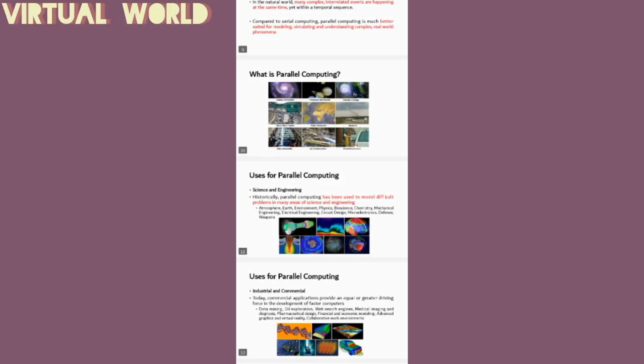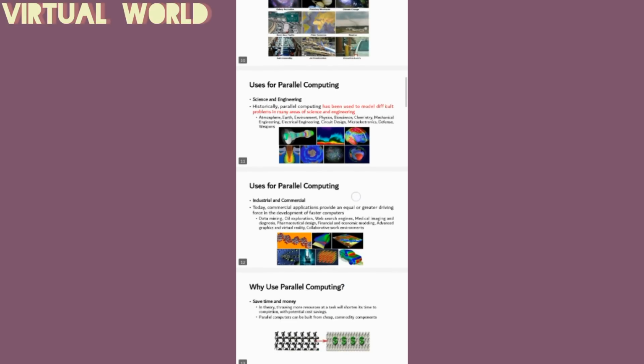The real world is massively parallel. We are going to see what examples we see in real life. In the natural world, many complex, interrelated events are happening at the same time, yet within a temporal sequence. Compared to serial computing, parallel computing is much better, as it is suited for modeling, simulating, and understanding complex real-world phenomena. Examples are galaxy formation, climate change, weather, drive-through lunch, and jet construction. These are all examples of parallel computing.